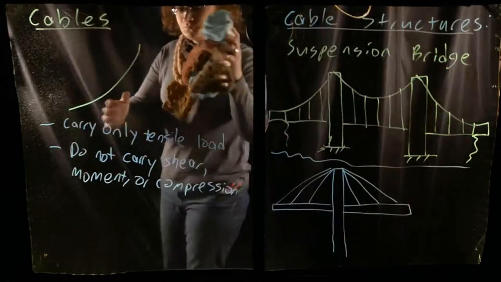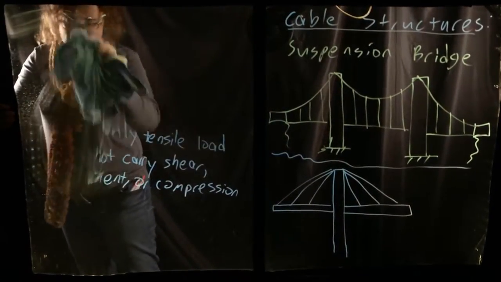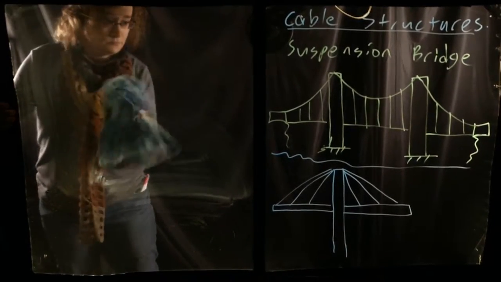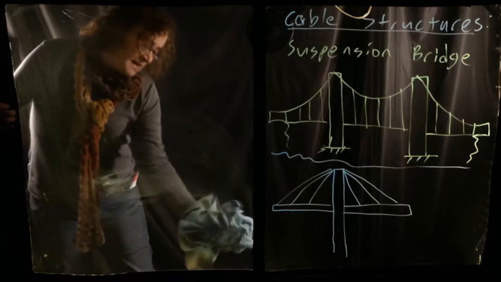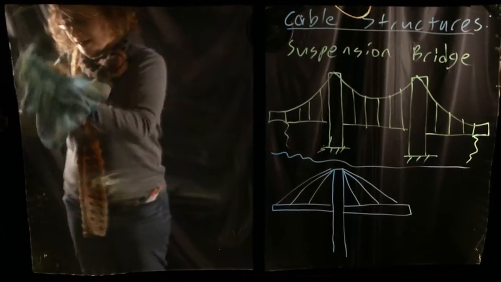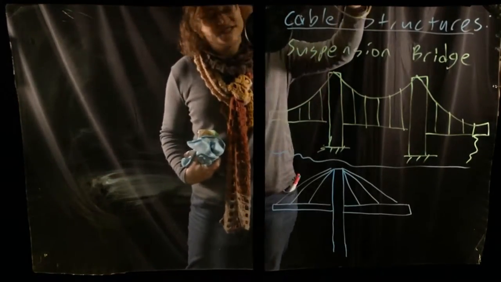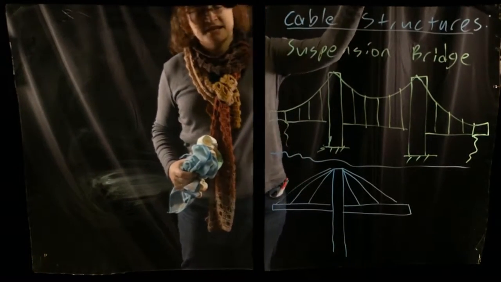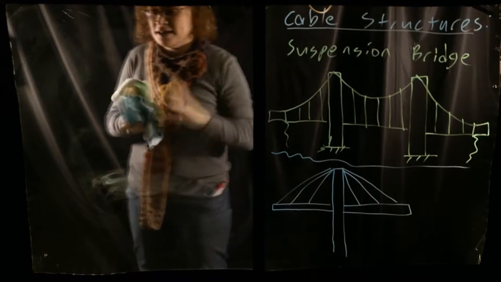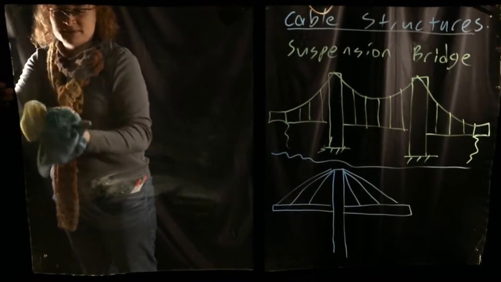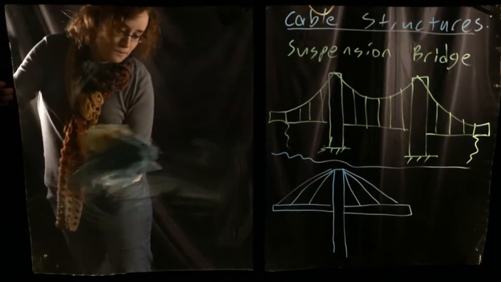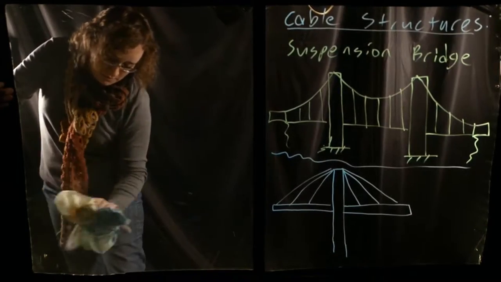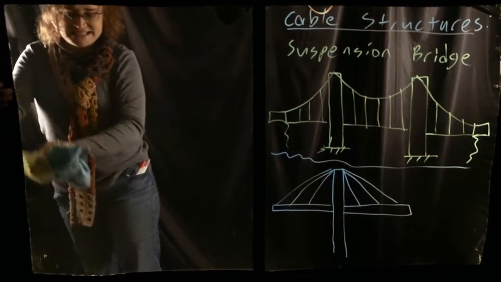Let's see. So let's think about some other types of cable structures. Cable-based structures show up in a lot of places other than just bridges. When we think of cable-based structures, we do tend to think, at least I think, most of bridges, but there are other types of cable-supported structures. And you may have seen some.